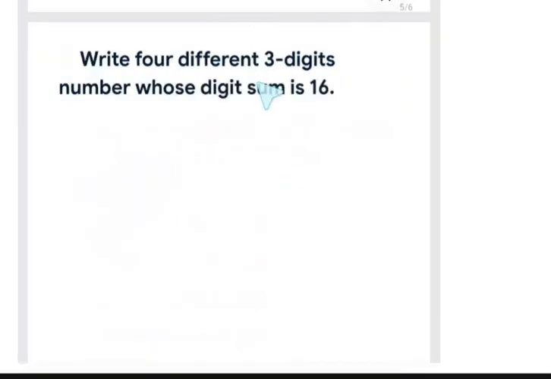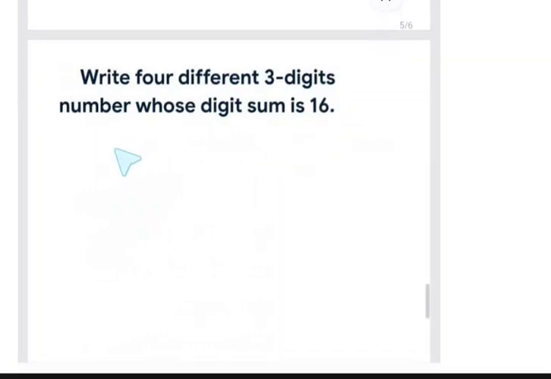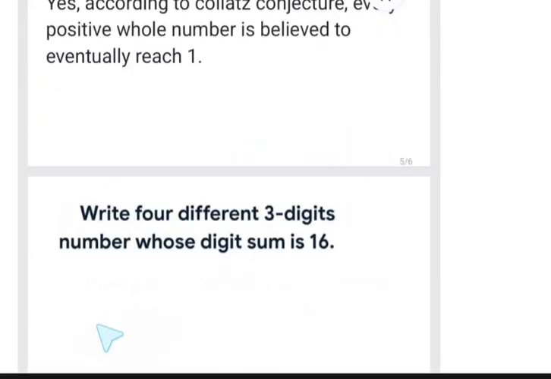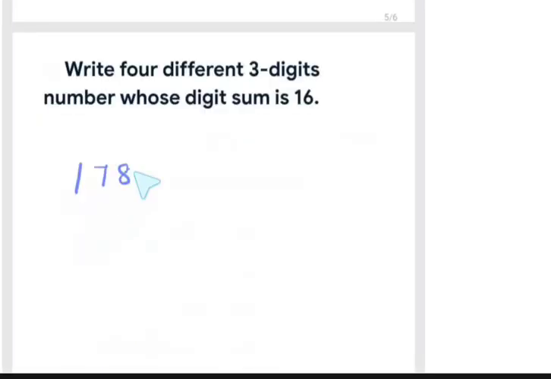Next question, write 4 different 3-digit numbers whose digit sum is 16. To find a 3-digit number whose digit sum is 16, we need to choose 3 single-digit numbers that add up to exactly 16 when placed together. So we can write the numbers 178. 1 plus 7 plus 8 is 16.